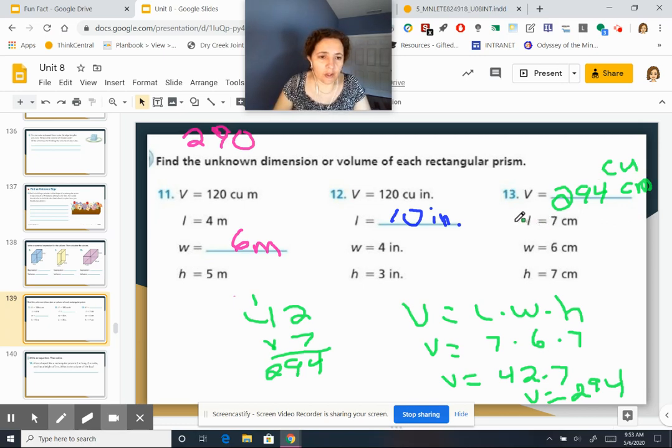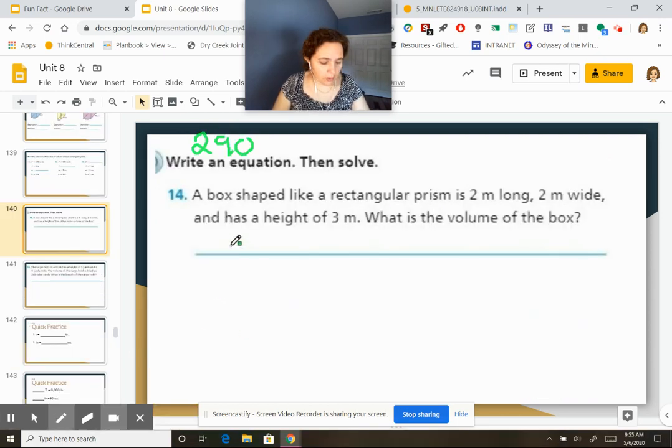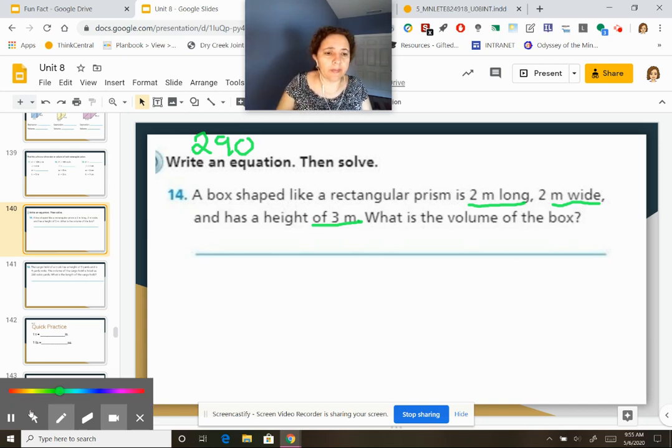Okay. All right, let's try some word problems. I'm still on page 290. Write an equation, then solve. A box shaped like a rectangular prism is 2 meters long, 2 meters wide, and has a height of 3 meters. What is the volume of the box? Go ahead and solve that one, then come back to me. And remember to write an equation. So don't just solve it, write an equation and solve.